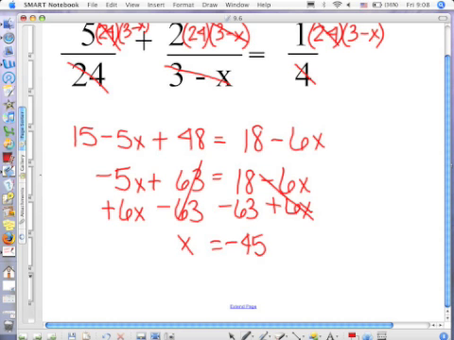Oh, once again, I forgot my restrictions. What can x not equal? Does x equal 3? No, so I don't have a problem. X is equal to negative 45.